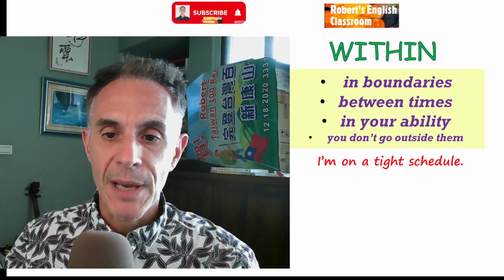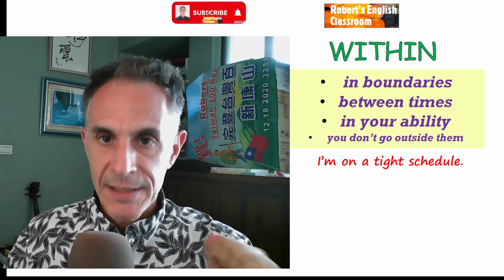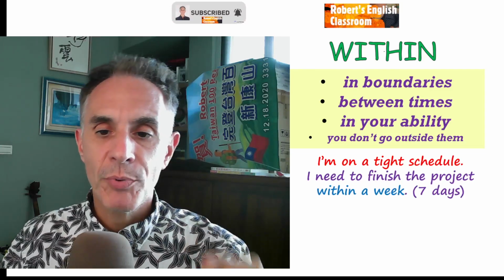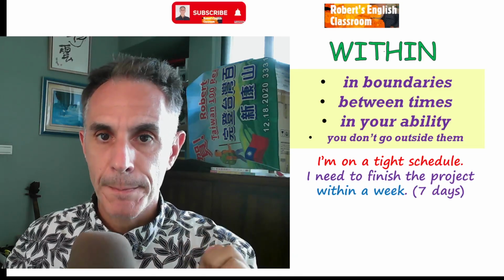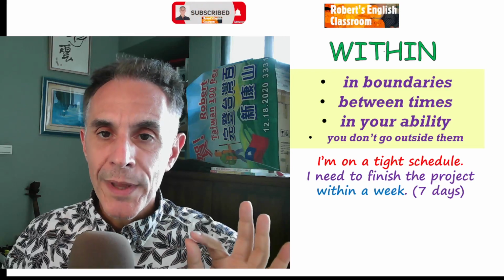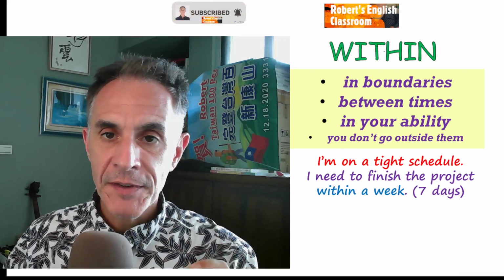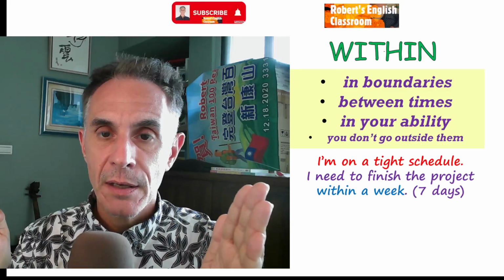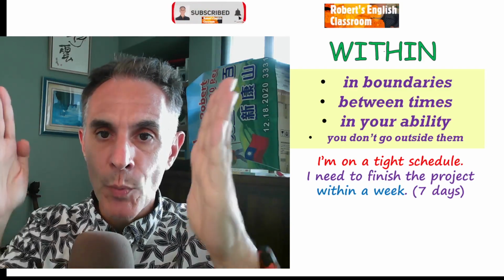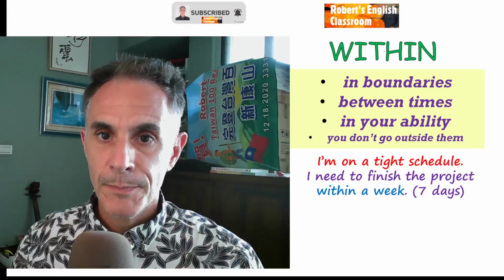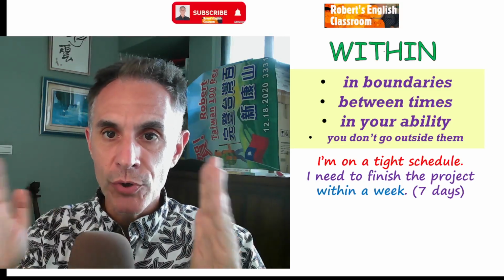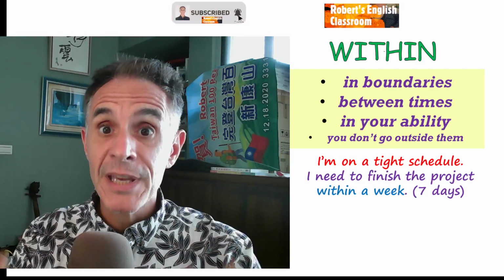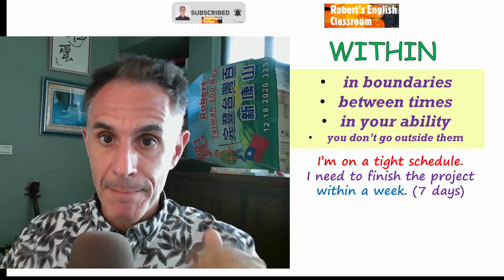So let's look at some examples, okay? I'm on a tight schedule, okay? I'm rushing to finish something. I need to finish the project within a week, okay? So within a week means I have to finish within the 7 days, from Sunday to Saturday. I have to finish this project. So I'm within these days. Do you understand that? There's a boundary here, a beginning and an end. Doesn't matter when I finish, but it must be within that time.